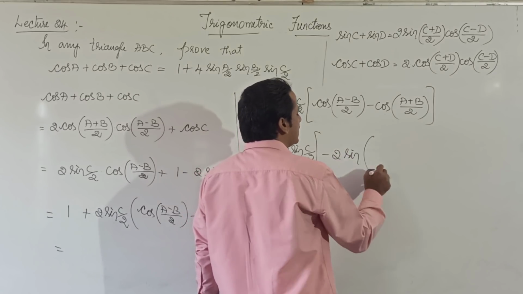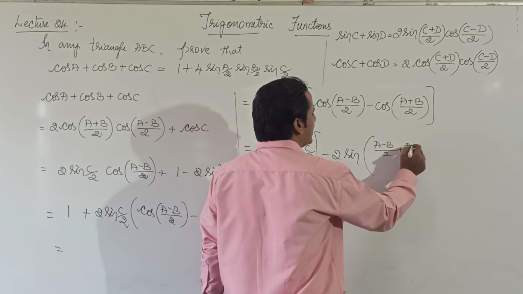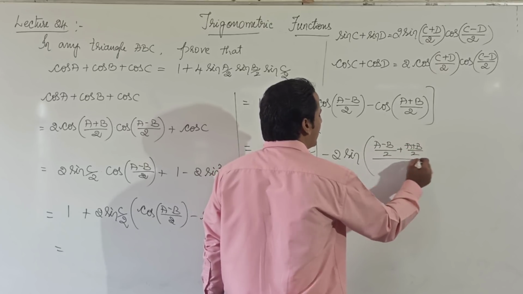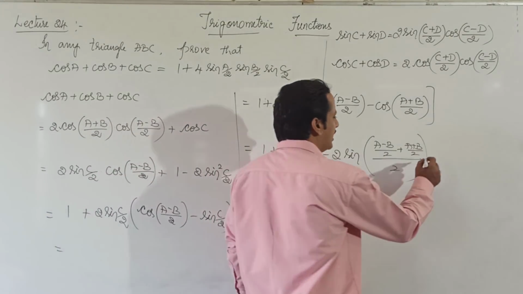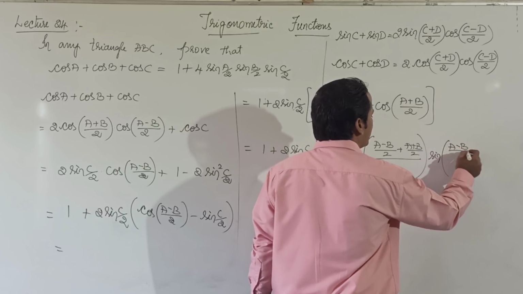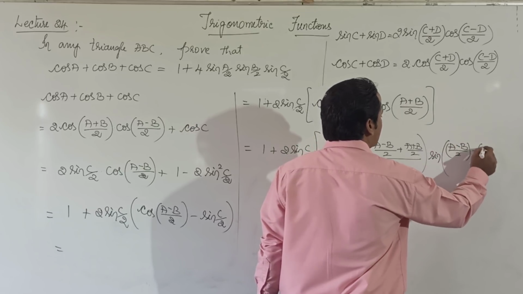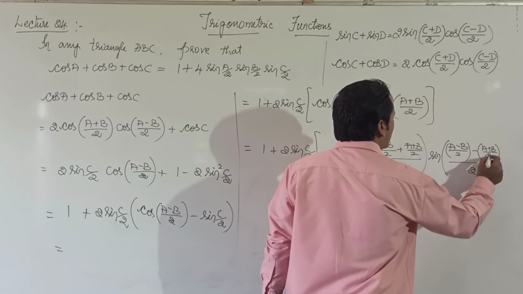Minus 2 sin C plus D by 2, with A minus B by 2 plus A plus B by 2 divided by 2. Minus 2 sin C plus D by 2 into sin C minus D by 2, with A minus B by 2 minus of A plus B by 2 divided by 2.